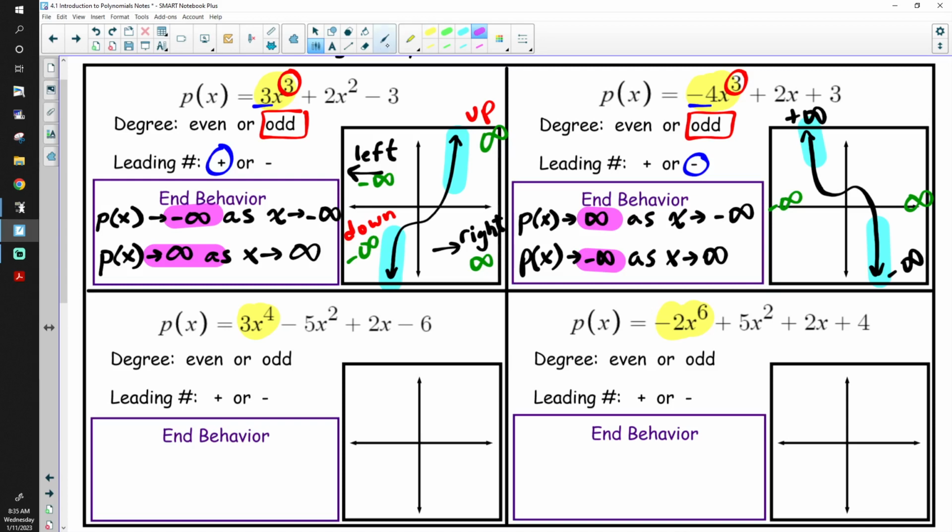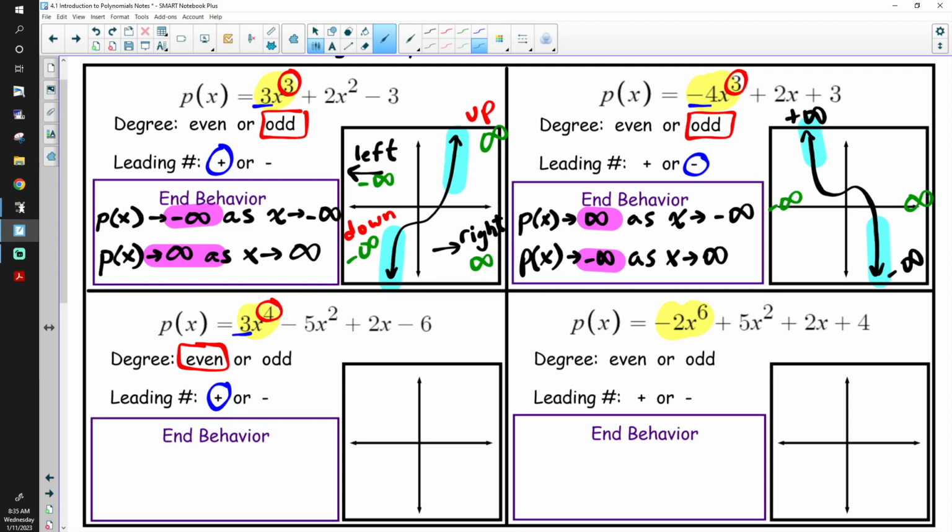What is my degree of my bottom left? 4. This time, our degree is even. It's even this time. And our number in the front is positive. So just like the one above it, except our degree is even now. So let's see how this changes our graph.